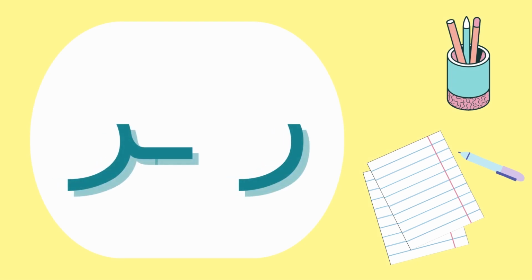Please practice writing the two forms. You will find the writing sheet to help you with your practice on the link in the description box below. And remember to pronounce the sound of ra as you draw it. R.